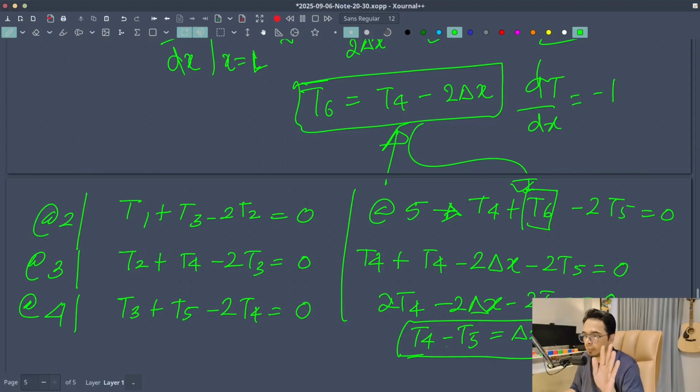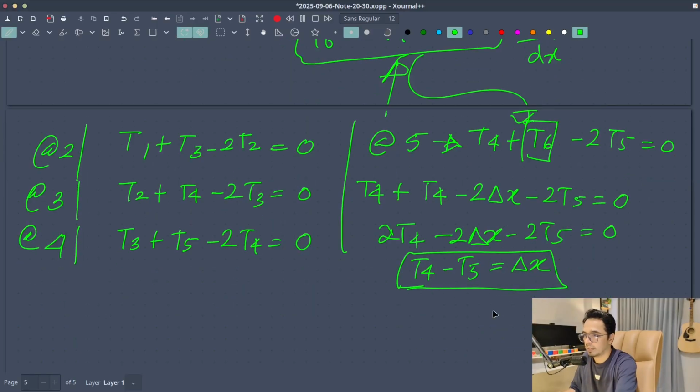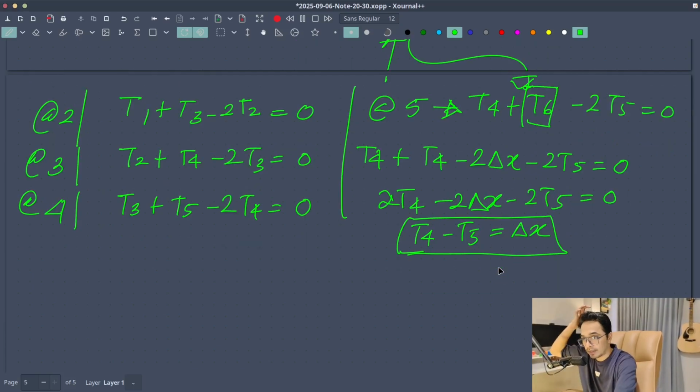So now we have 4 variables, we have 4 equations. We can easily find them out, put them into the matrix, and here we have the solution. So this is how you use the ghost point node, by introducing it and then eliminating it.